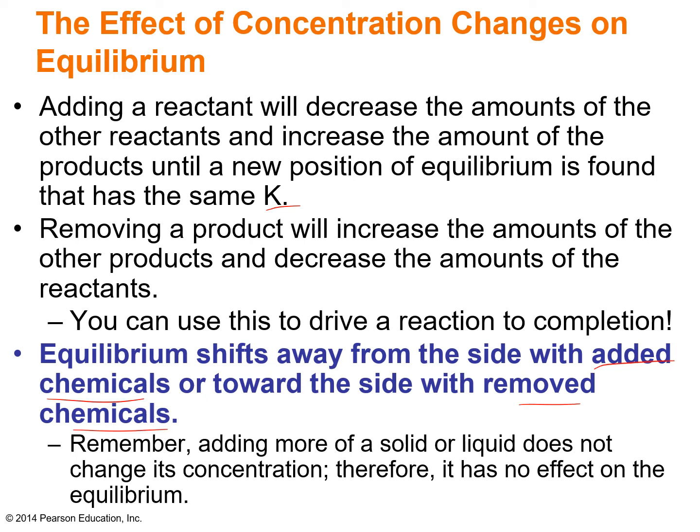Again, this all goes back to that idea of the reaction trying to get back to normalcy. So if you add an excess amount of species to one side, the reaction is going to want to get rid of that. How is it going to get rid of that? It's going to shift away from it so that excess species can be used up. If we take species away from one side of the reaction, the equilibrium is going to shift towards it. Why? Because it's going to want to replenish what it lost.